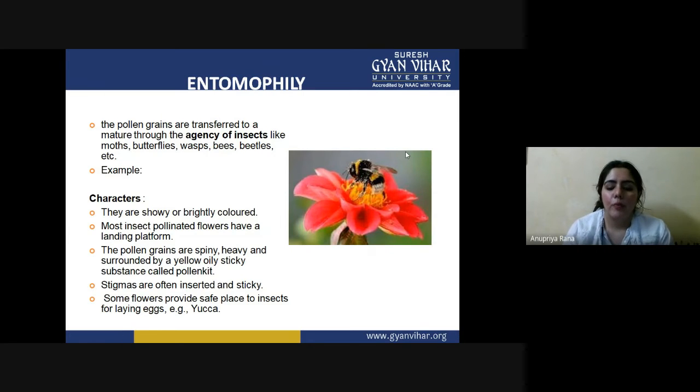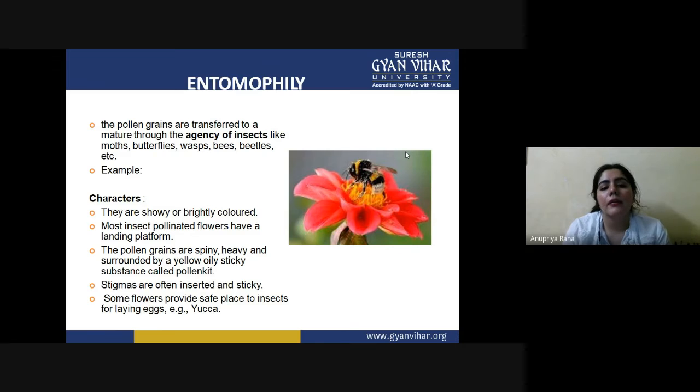Third is entomophily. So entomophily, as the name suggests, the pollen grains are transferred to maturity through the agency of insects. So entomophily is all about transferring of pollen grains by insects, like moths, butterflies, wasps, bees, beetles. There are many angiospermic plants or any plant which look beautiful that can transfer the pollen through the agency of insects, like the sunflower, marigold. These are the flowers which have a very wide tendency of cross pollination via insects.